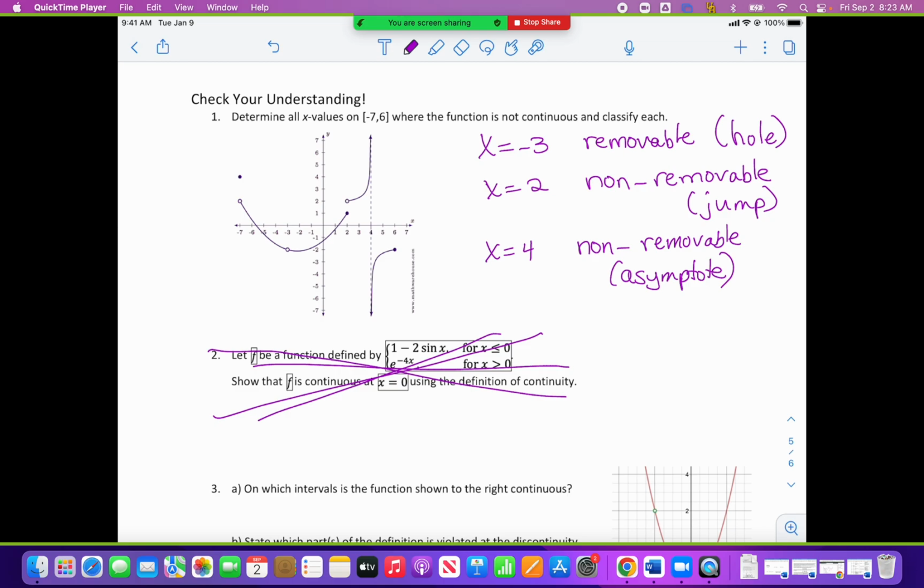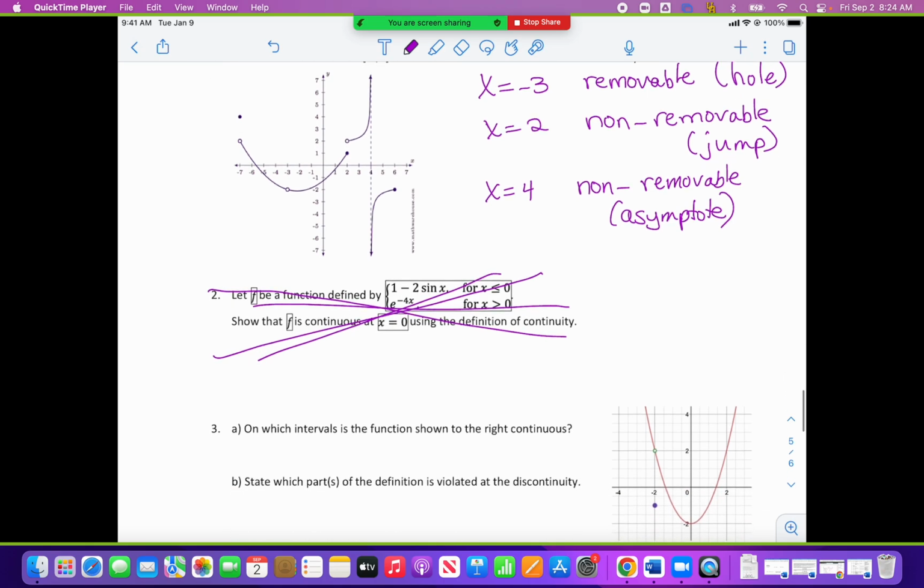So at x equals -3, it's removable, there's a hole. At x equals 2, it's non-removable, it's a jump. X equals 4, that's non-removable, it's an asymptote. At x equals -7, that is a jump as well. But that's also like the end of the graph.